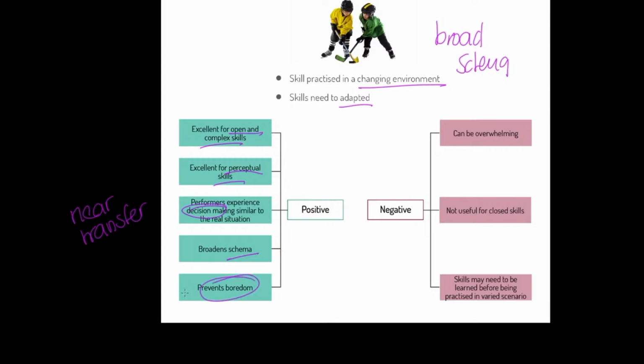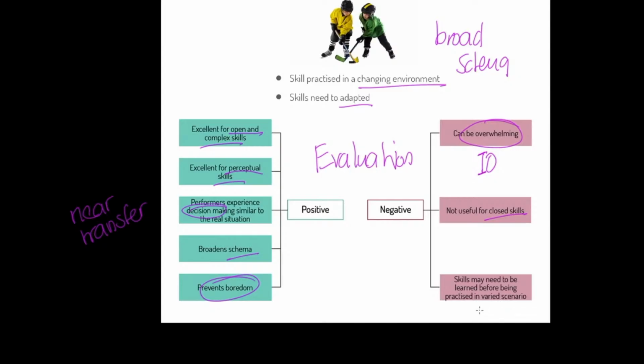But there are negatives in our, as ever, evaluation. Could be that we're justifying this for a particular skill. So what have we got here? It can be overwhelming. So information overload, I mentioned it before, it can be a lot to process in a practice environment. It depends on the stage of the learner, of course. It's no good for closed skills, apart from the example we've talked about already. In fact, we haven't talked about any, or I talked about open skills within fixed practice. That's a different thing. Skills may need to be learned before being practiced in varied scenarios.